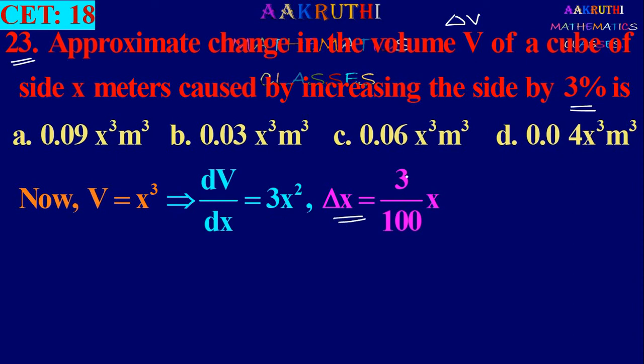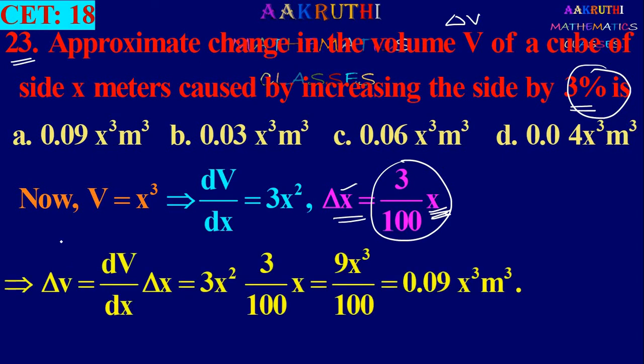So the change in side is 3 by 100 of x. That is, the side is changing at 3%. So we have to take 3 by 100 of x. So it is 3 by 100 of x here. You have to write 3 by 100 of x. That is the change in side.